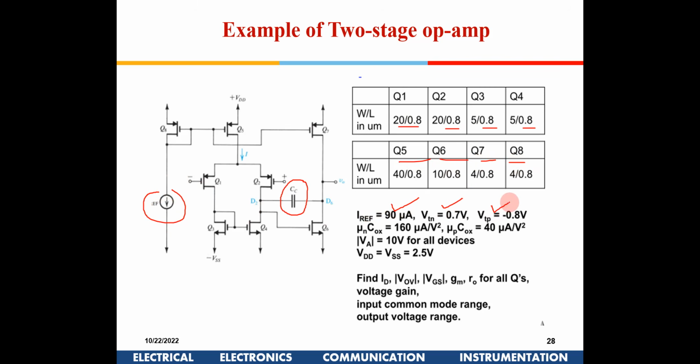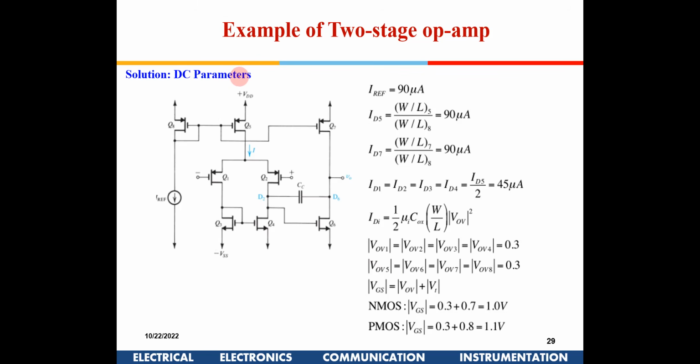VTN, VTP is given. Mu n Cox is given. Mu p Cox is given. VA is given. What is VA? It is 1 by lambda. VA is nothing but 1 by lambda. VDD value is given, VSS value is given. Now you have to find out. First we find out the DC parameters.